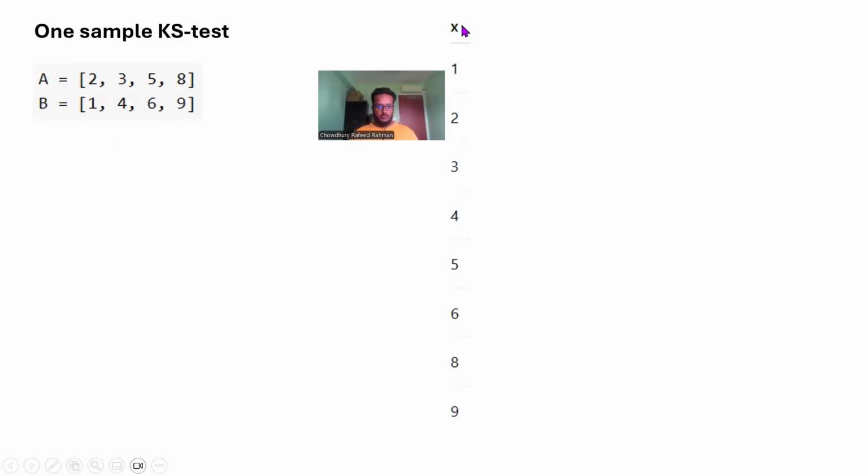The first thing you need to do is merge A and B. You need to merge A and B and sort them. You can see that we have merged these and sorted these nicely.